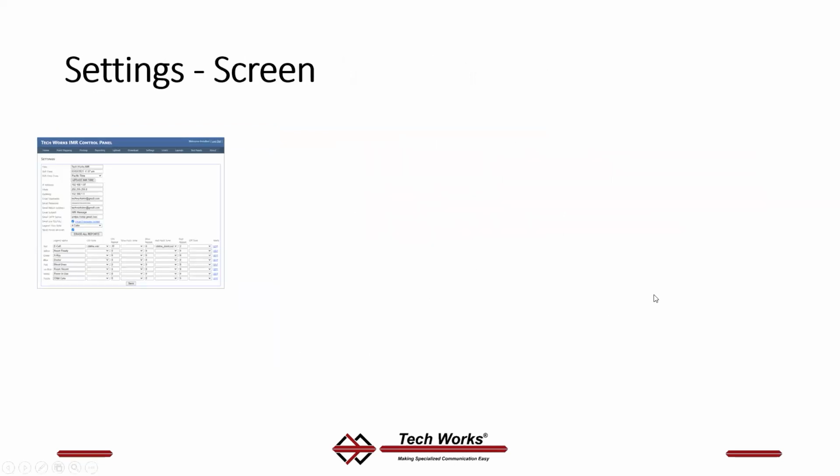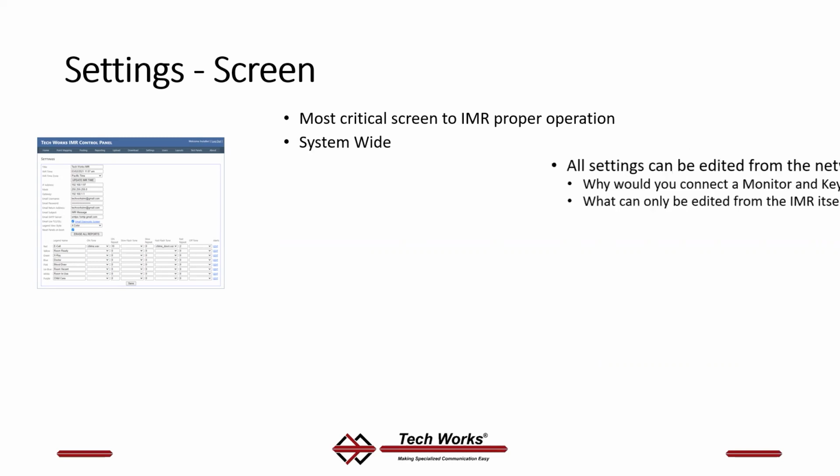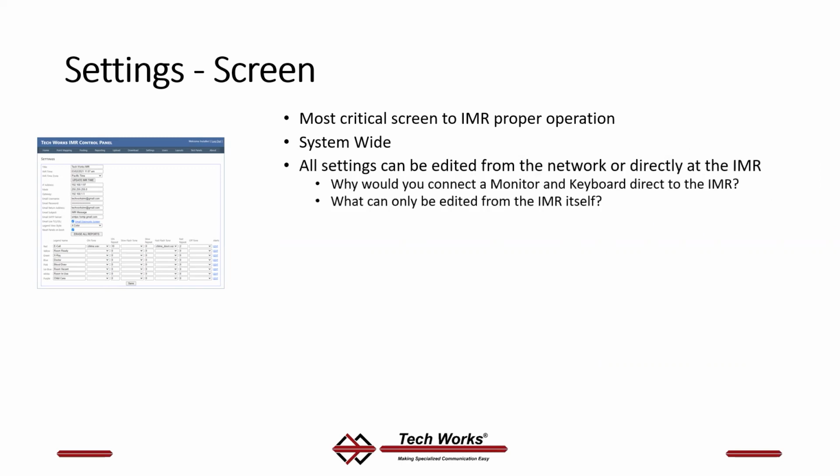Let's talk about the settings screen. This is the one you saw when you first went in to set your IP address. This is the most critical screen to the IMR operation because it affects the entire system. It's system-wide. It's not just something that happens with an individual button. It's what happens with the whole shebang. All the settings can be edited from the network.